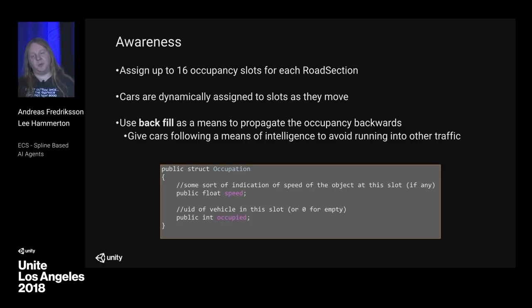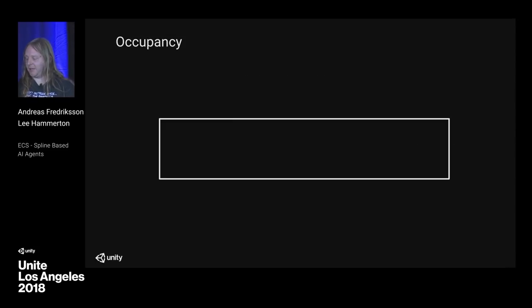So we can assign up to 16 occupancy slots for a road section. This is a parallel array of occupancy slots. 16 is an arbitrary number. It could be 32. It doesn't really matter. But the point is, they are equally spaced. I think I use 50 meters for a single slot. We assign the cars to these every frame on the fly, and we use a process called backfilling to propagate the information into the network into a usable form. And the struct for this looks something like that. It just has a speed and an 'am I occupied', where 'am I occupied' is an ID unique to a car, which we might use at a later date.